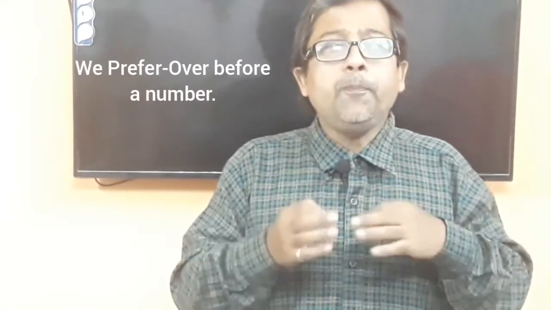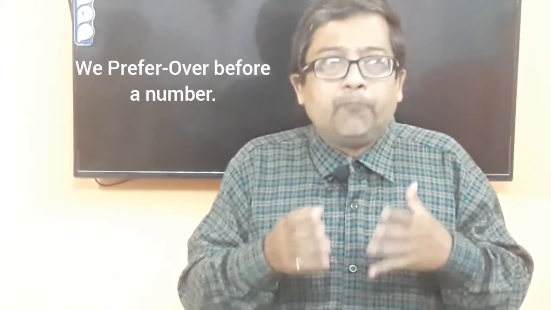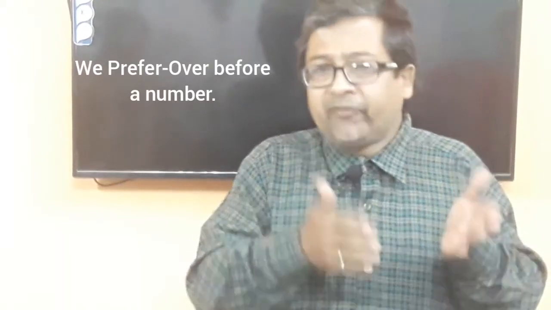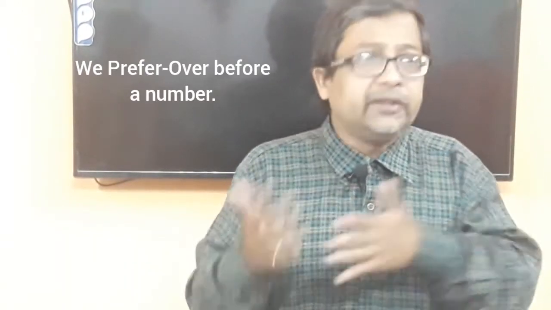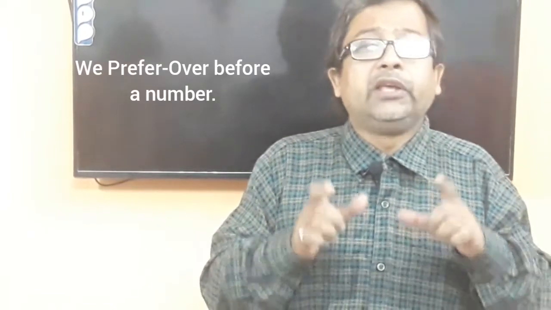But besides all those things, I have to say one more thing. We prefer over rather than above when we are thinking of number. So I can say there are over 50,000 people in the stadium. I'm thinking about number. So I'm not using above, I'm using over. So there are over 50,000 people in the stadium.